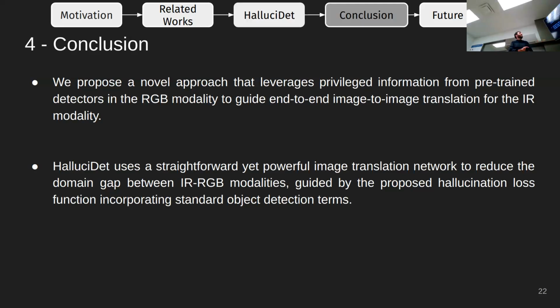So in conclusion, we propose a novel approach that leverages this information of the RGB detector as a pre-trained model. And we guide this information to train our hallucination network. So we were the first ones proposing this for detection. To train for the final task, no one has done this previously. Normally, they just do the image translation, and then they, for example, train a detector, or they try a two-branch approach. So this is one thing that was a novelty.